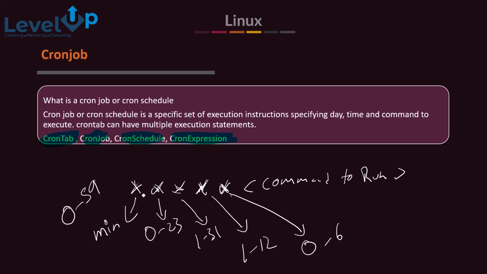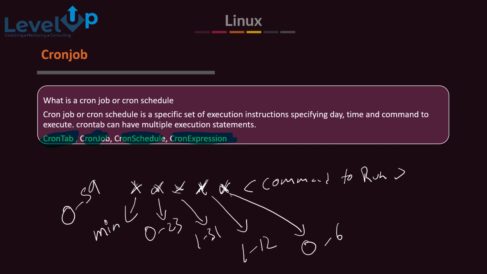So it will be described like this: five asterisks. The first one is minute, the second one is hours, the third one is day of the month, the fourth one is month, the fifth one is day of the week. And if we want, we can also mention year. That is basically optional. Now let us say I want to run a script every day at 2:30 p.m.